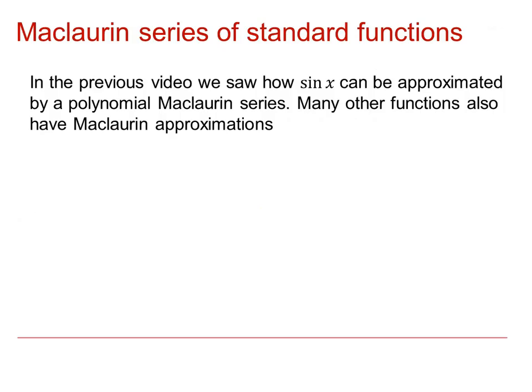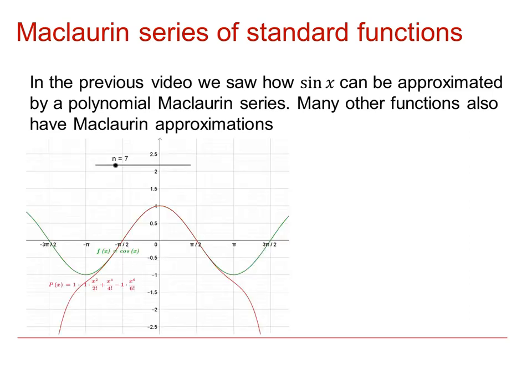Well, we saw how sin x could be approximated by a Maclaurin series, but there are many other functions that also have Maclaurin approximations. Just a couple of examples of them now. This one shows the approximation up to power 6 for cosine of x. You notice it's actually similar in a way to the sine x one that we had, but this one has even powers of x, whereas sine had odd powers of x.